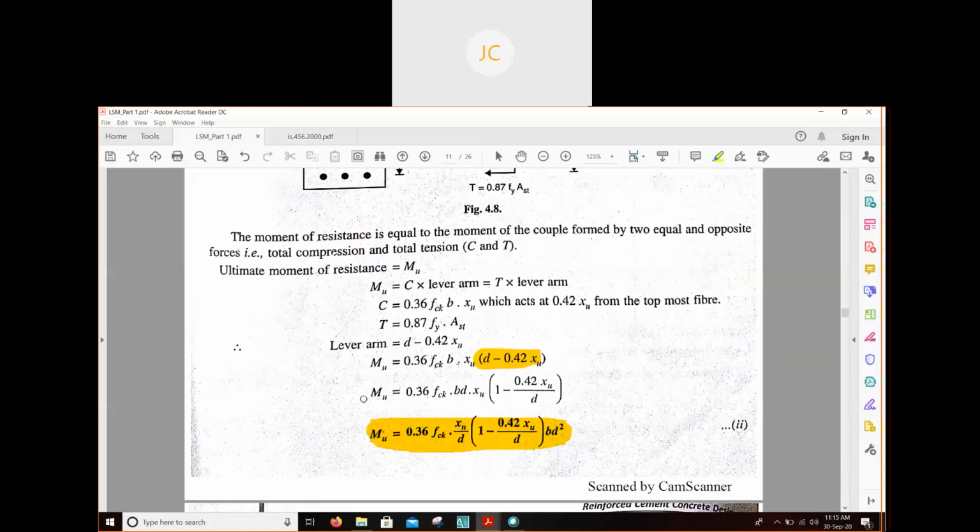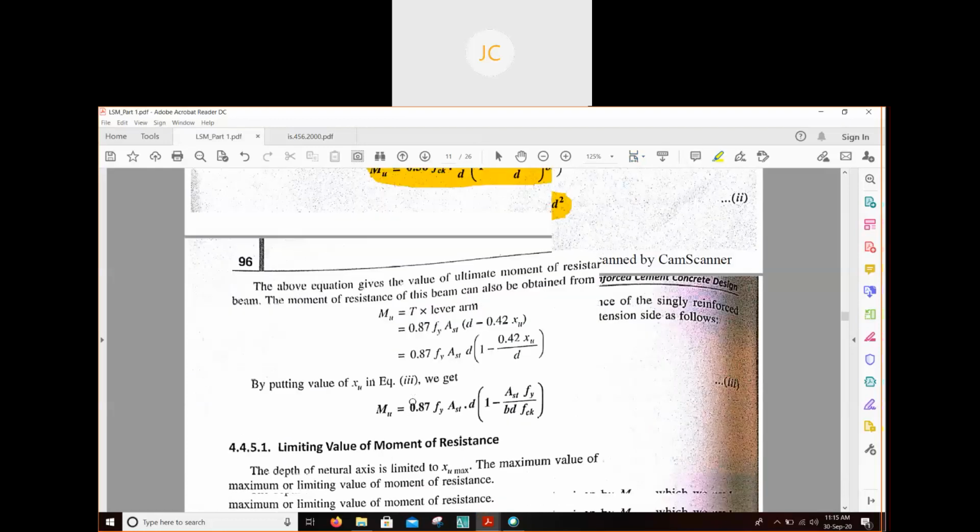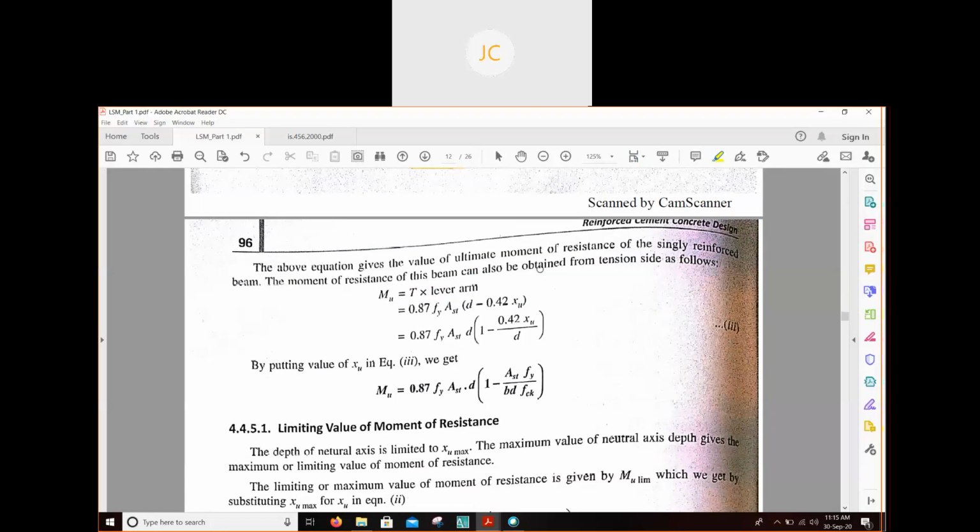Okay. So moment of resistance you can find out by this formula, 0.36 fck XU by D. You can use this formula to find out moment of resistance. Similarly, if you use T into lever arm, we get this value.